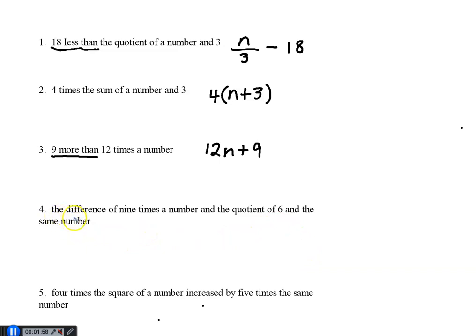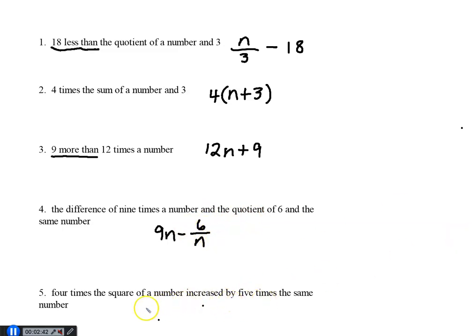All right, number 4, the difference, that's subtraction, of 9 times a number and the quotient of 6 and the same number. Okay, so the difference, we're going to be subtracting 2 different things, 9 times a number and the quotient of 6 and the same number. Okay, so the quotient, division again, of 6 and that same number, and then we just need to show that these are being subtracted. So that gives us the difference, or the subtraction, of 9 times a number and then the quotient of 6 and the same number.